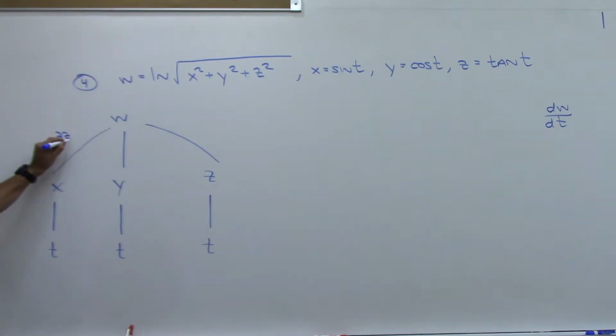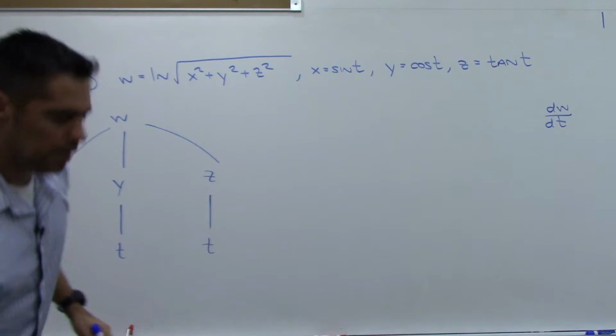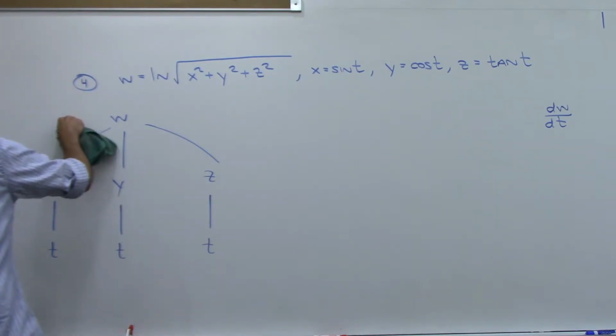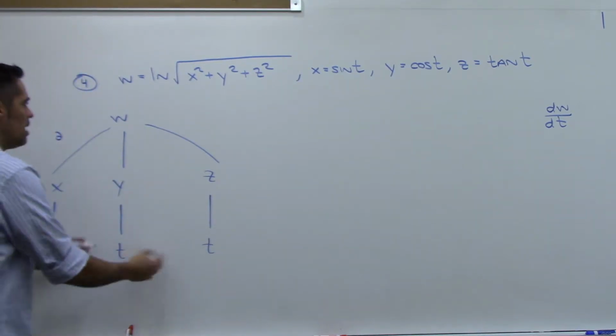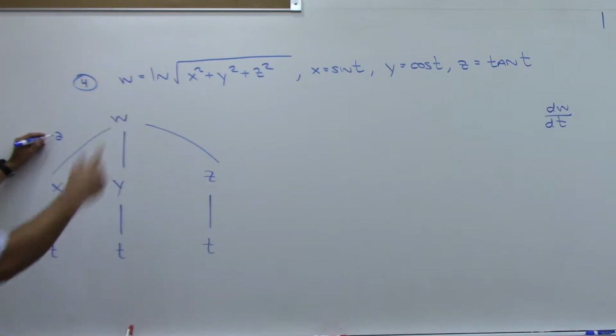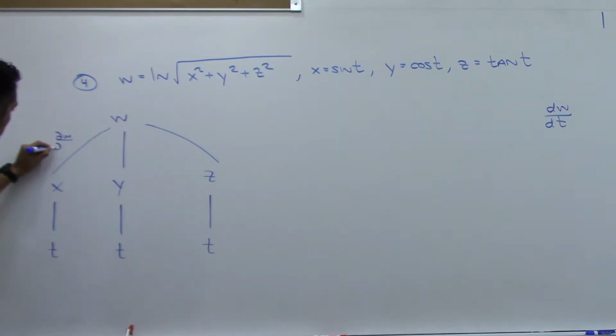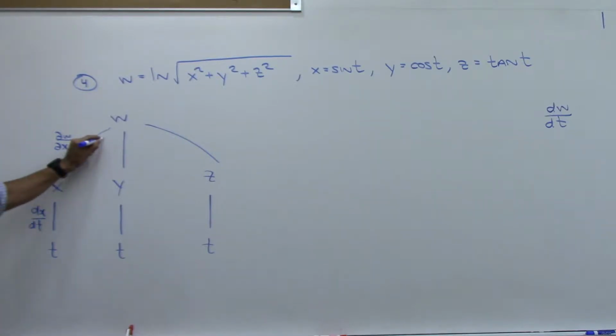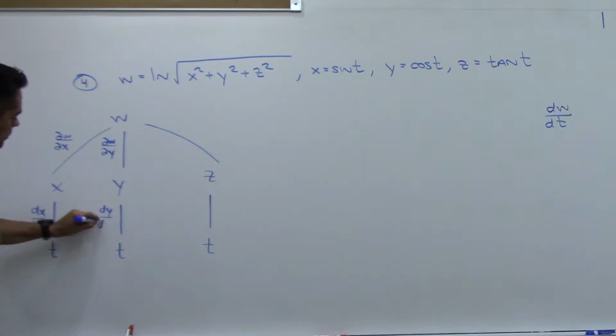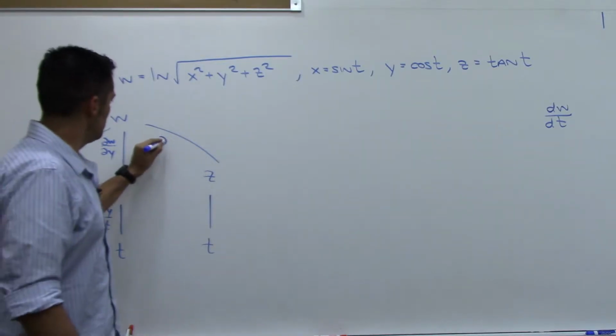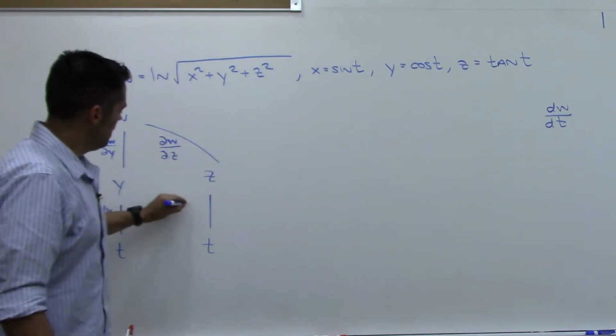Partial w, be careful. W is the top variable. Did I say z just a second ago? If I know what t is, then I can get w. So dw/dt. So partial w with respect to x, this is dx/dt. This one is partial w with respect to y, dy/dt. This one is partial w with respect to z, then dz/dt.